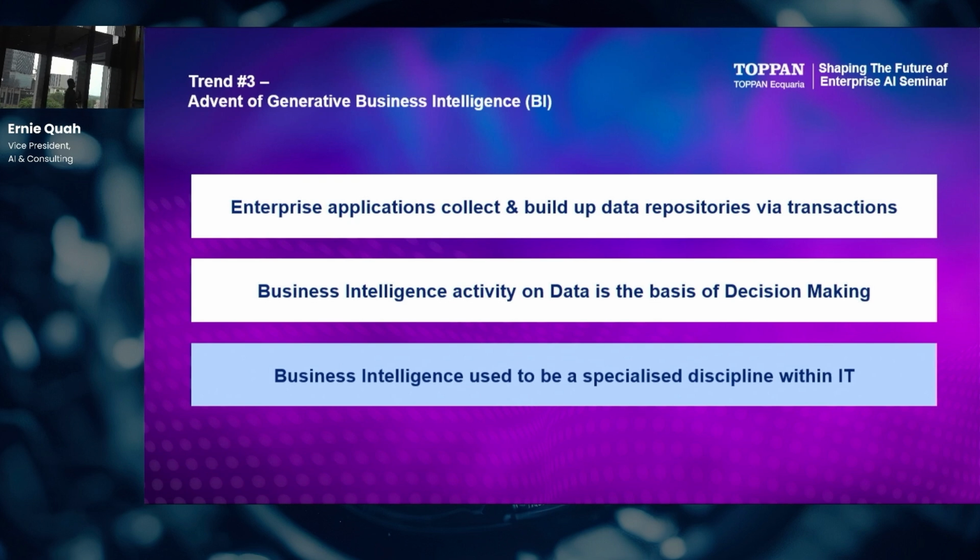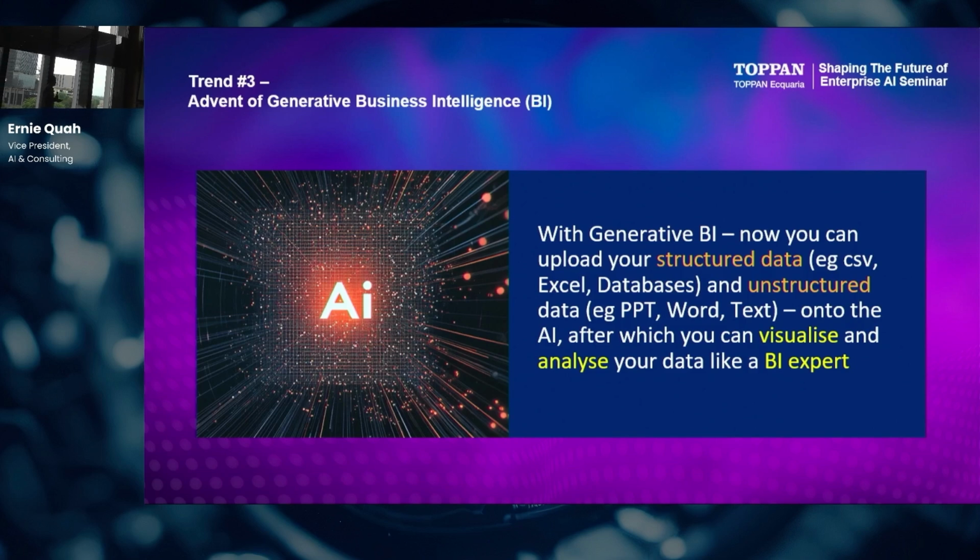Trend number 3: generative BI, generative business intelligence. Enterprise applications collect a lot of data, and a lot of business decision making is based on data. In the enterprise, a lot of people spend a lot of time analyzing data to make decisions, to decide what to buy, what to promote, etc. BI used to be a very specialized discipline, with specialized data analysts, data scientists, the R programming language, and tools like QlikView and Tableau. What's happening now is that AI is moving into this domain. It's called generative BI.